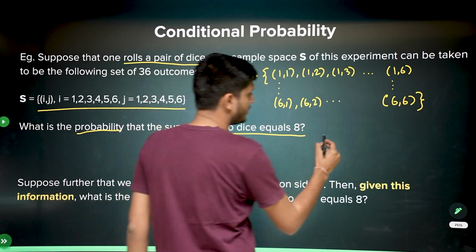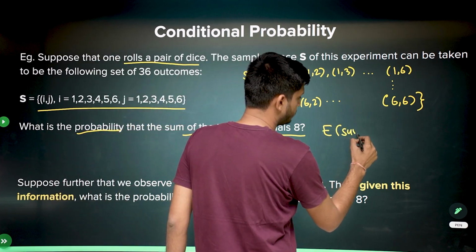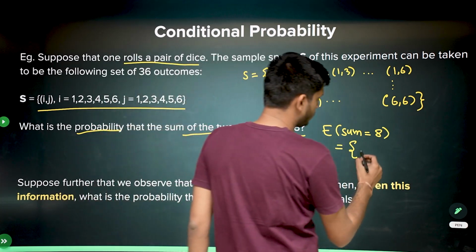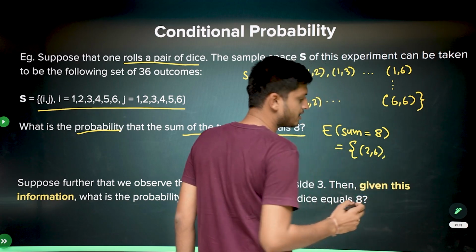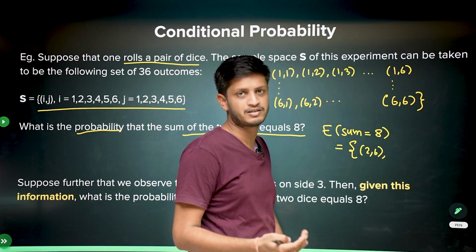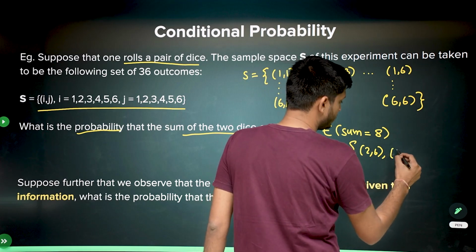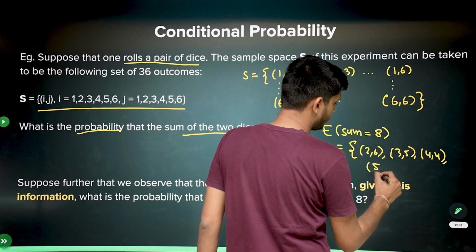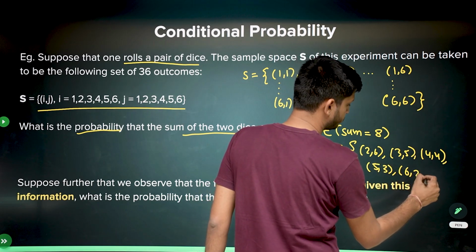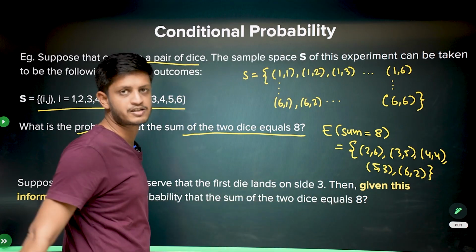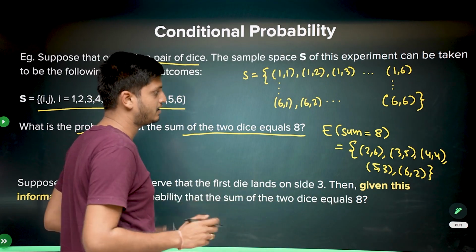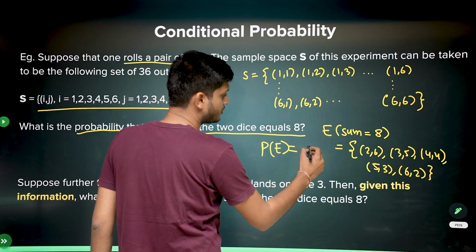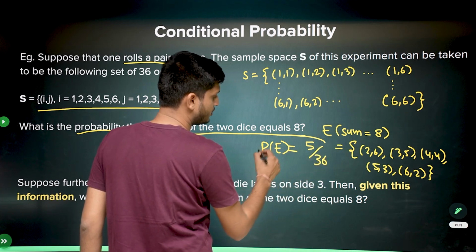So you are given an event E: sum is equal to 8. So what is the set? You can have 2 comma 6. If you have 1 on the first die, you cannot have any number on the other so that the sum is 8. 2 comma 6, 3 comma 5, 4 comma 4, 5 comma 3 and 6 comma 2. These are the 5 possible cases which give you the sum as 8. So we know that the probability of event E will become cardinality of E upon cardinality of S. There are 5 outcomes out of 36, which gives you this.